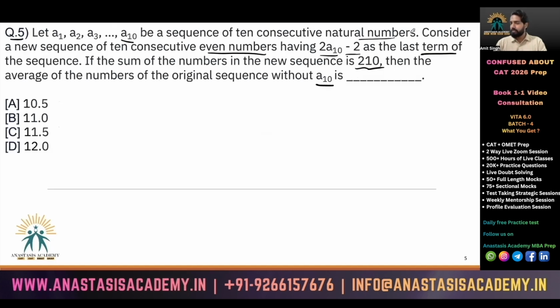Okay, so this was the earlier sequence in which a1 to a10 were given as the 10 consecutive natural numbers. Then a new sequence of 10 consecutive even numbers is given. I know the even numbers always differ by 2, right? So we have this last term, and I can write all the terms. The last term is 2a10 minus 2. Then the second last term would be 2a10 minus 4, because I've subtracted 2. Then the third last term would be 2a10 minus 6, and so on.